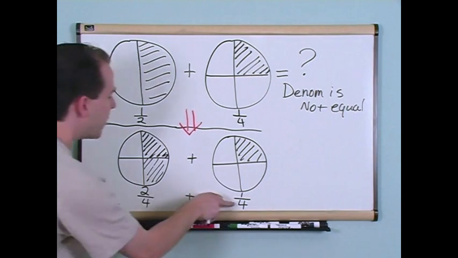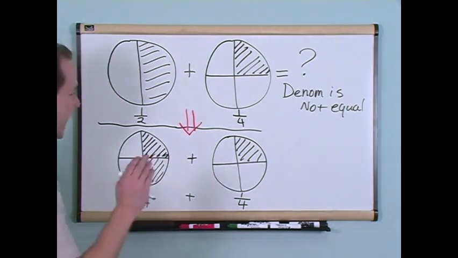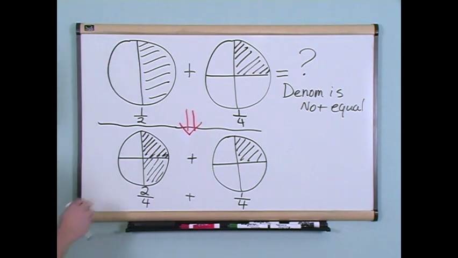I did it because I want these two bottom numbers to be the same. Then I can add these fractions together. That is the secret to adding fractions. You want to change the problem so that the bottom numbers are equal. That is the only reason we did this. Otherwise, there'd be no reason to do it.